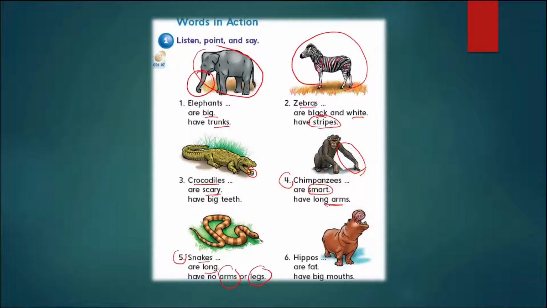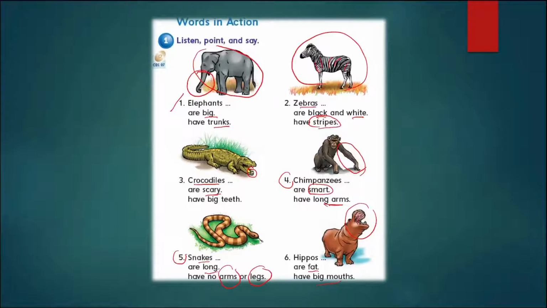Okay, the last one is hippos. Hippos are fat and they have a big mouth. Okay, so here guys, we have to guess. If I ask any one of you which animals are big and have trunks, you have to say they're elephants.